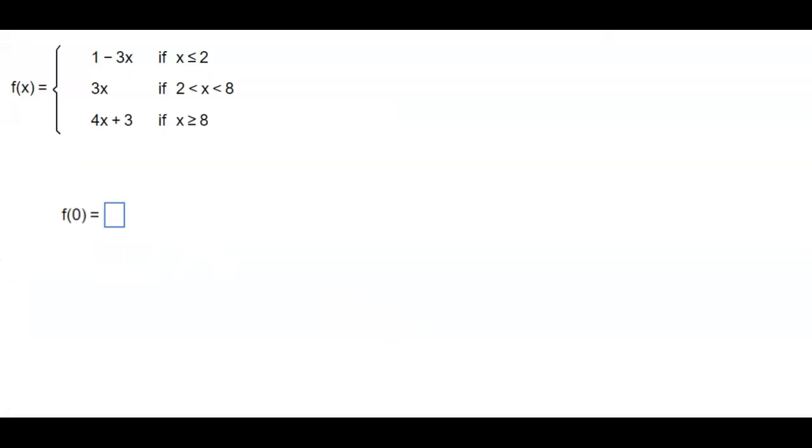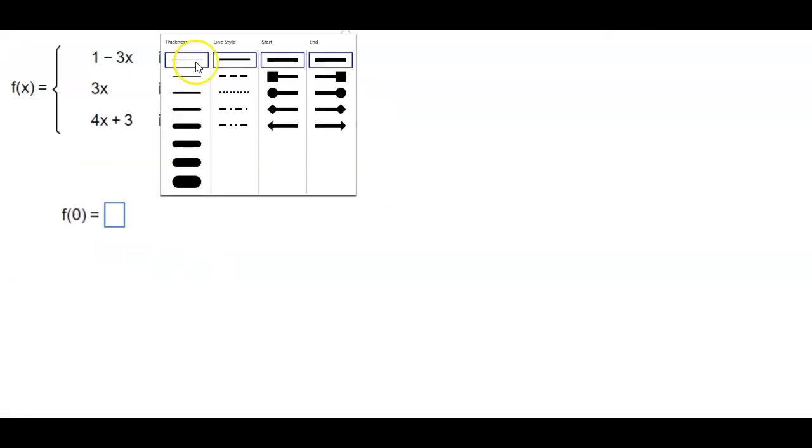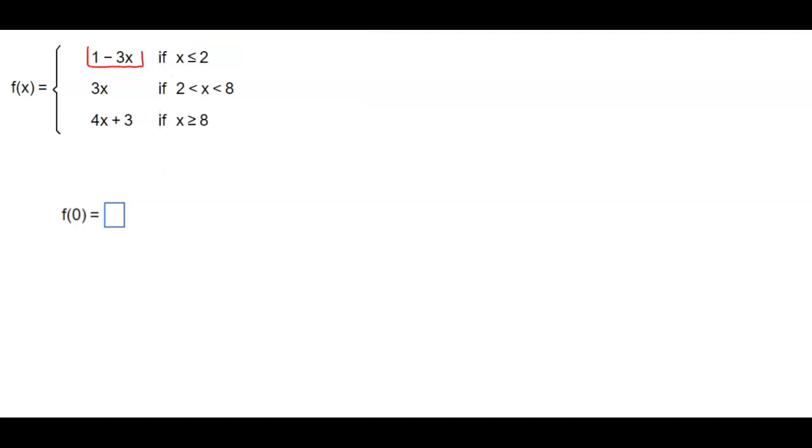Now let's just explore this a little more here. When we take a look at the first function, it is given to be 1 minus 3x. And the restriction is if x is less than or equal to 2, which means that you have bracket, parentheses, negative infinity to 2. Then we're going to look at the second function. The second function is 3x. And the restriction on that is if x is in between 2 and 8. So that means that x is going to be in between 2 and 8.